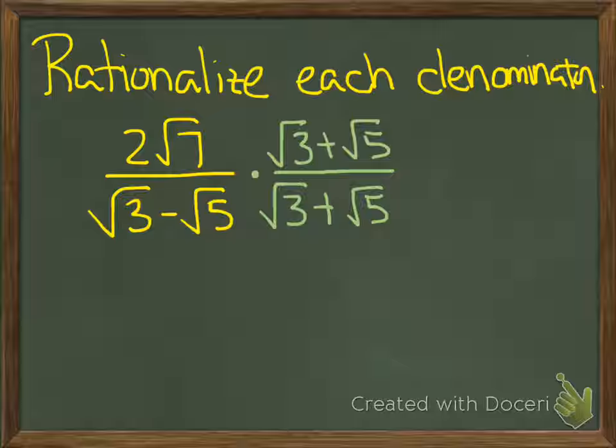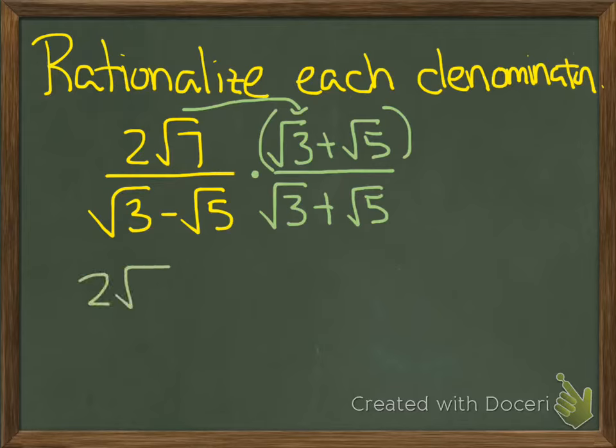So starting with the numerator, basically it's going to be like a distributive property. 2 square root of 7 times the square root of 3, multiplying the radicals together, gives us 2 square root of 21. And our second gives us 2 square root of 35.